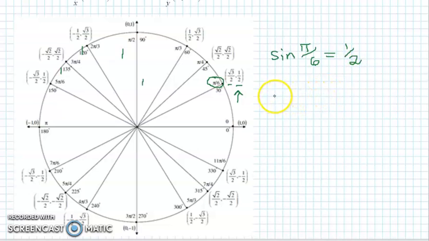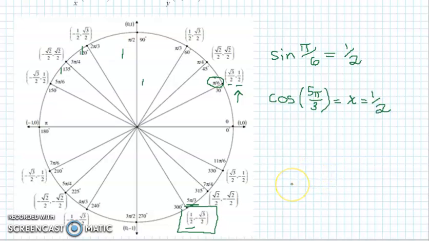Let me do a couple more of these. So if we wanted to find, let's say, cosine of 5 pi over 3, you would locate 5 pi over 3 radians, that's right here. Your corresponding point on the unit circle is this right here. And cosine is defined as x over r, but radius is 1, so just x, which is 1/2 again. I didn't mean for that to happen. I didn't think that through. But that's the idea.